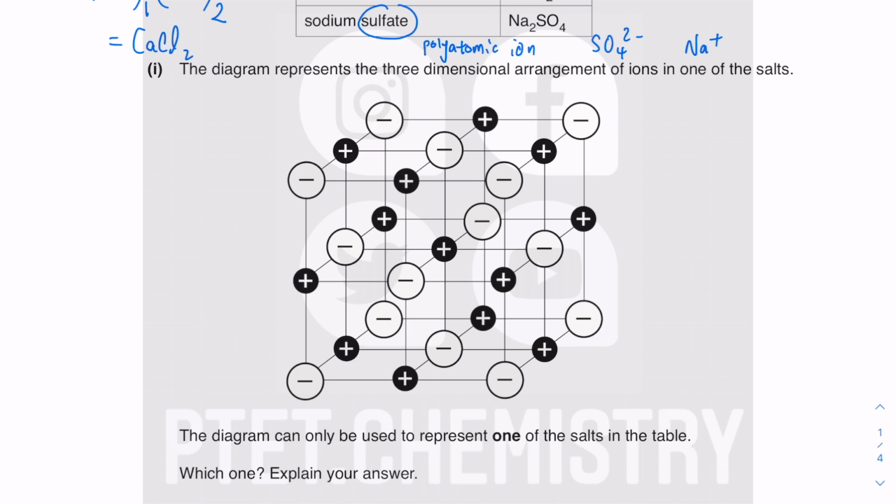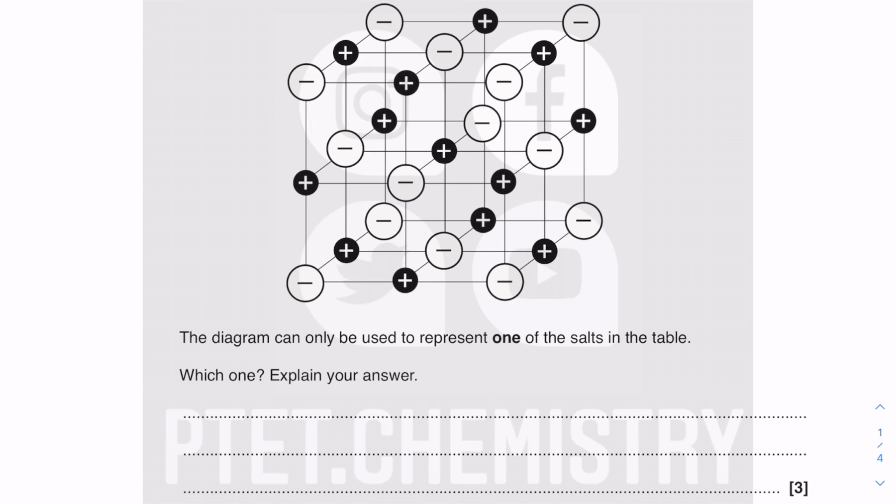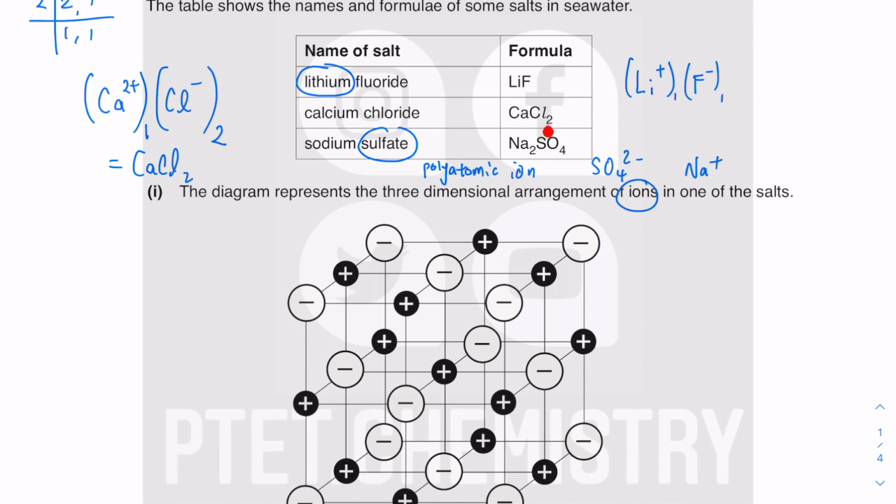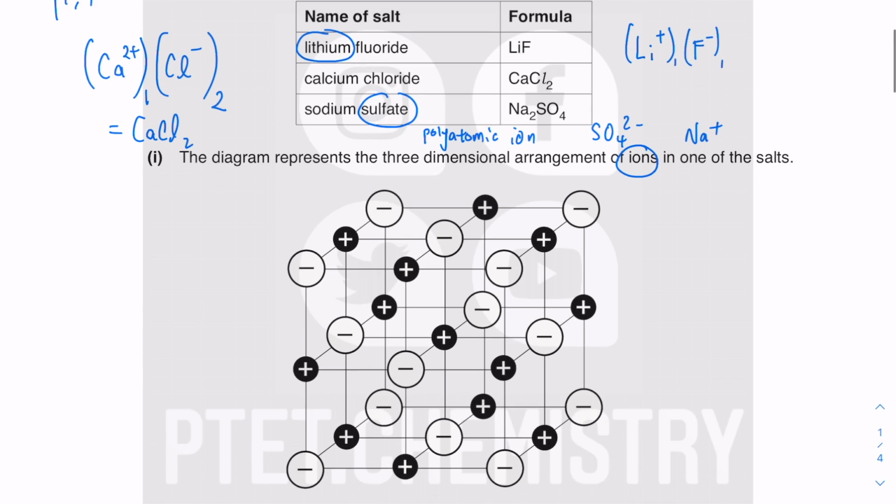Anyway, this diagram represents the 3-dimensional arrangement of ions in one of the salts, and they say it can only be used to represent one of the salts in the table. Which one? And explain your answer. If you look at the rest of the ions, the cation to anion ratio is 1:1, 1:2, and 2:1. So the cations and anions are in the ratio of 2:1 or 1:2 here, but this is 1:1. The only one which is different is going to be lithium fluoride.